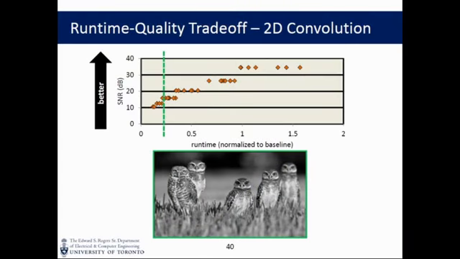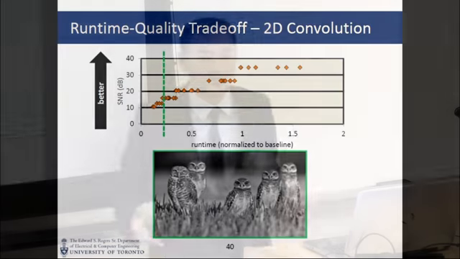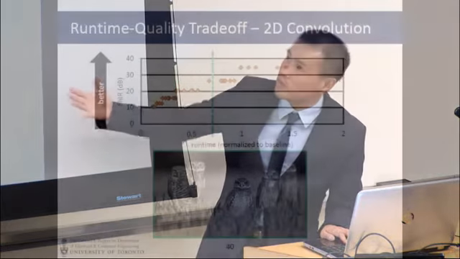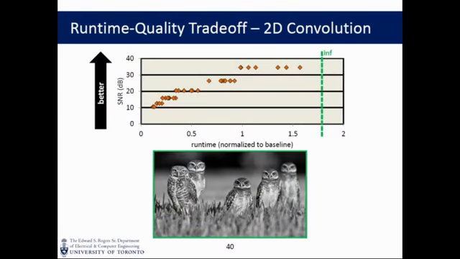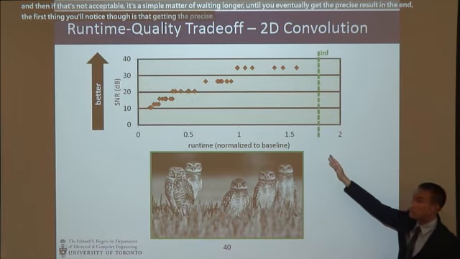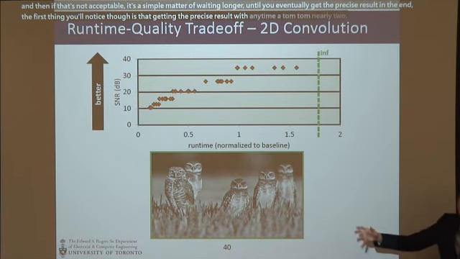It's a very crude approximation, not very good to look at, but at 25% of the baseline runtime, for example, we already get a fairly decent approximation of the final result. And then if that's not acceptable, it's a simple matter of waiting longer until you eventually get the precise result in the end. The first thing you'll notice, though, is that getting the precise result with the anytime automaton is nearly 2 times the baseline runtime.